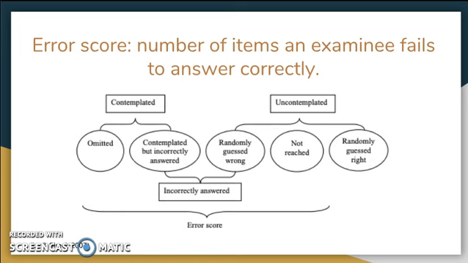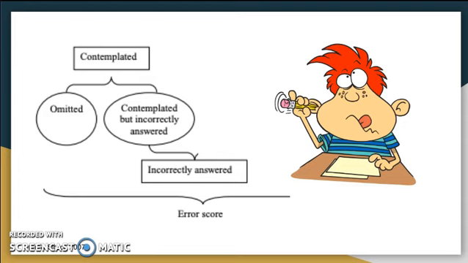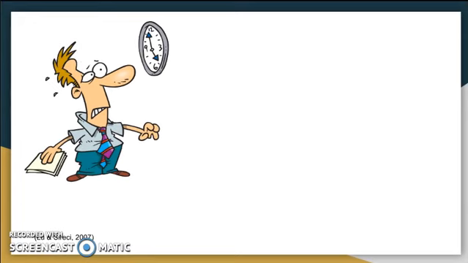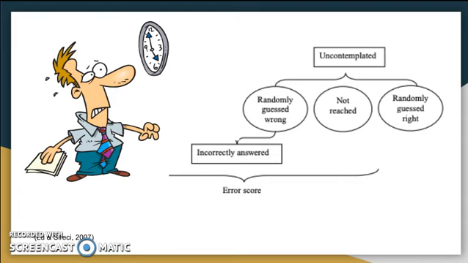This diagram can be a little tricky, so let's break it down. This diagram analyzes questions that were incorrectly answered. First, we'll focus on the questions that were contemplated. A student chooses either not to answer a question or to answer but does so incorrectly. On the opposite side, we have questions that resulted in an incorrect answer because either the student randomly guessed in order to have an answer or the question wasn't reached in the first place. Notice the randomly guessed right bubble does not factor into the error score.